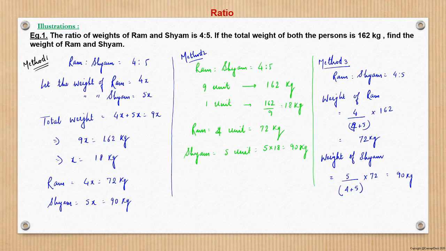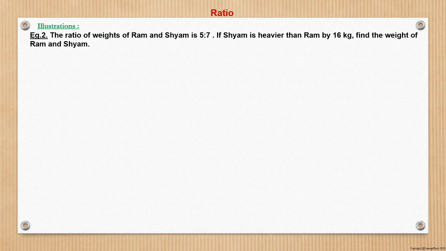And from here we get to learn a very important property of ratio. If Ram and Shyam weigh 4 is to 5, then the ratio of Ram to Ram plus Shyam will be 4 by 9. Similarly, the ratio of Shyam to Ram plus Shyam will be 5 by 9. Right. So there are 3 methods. We will use 2 or 3 interchangeably as and when it suits. Now let us see question 2.